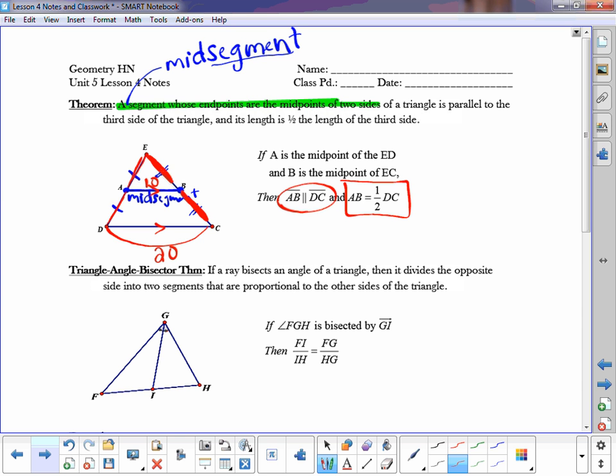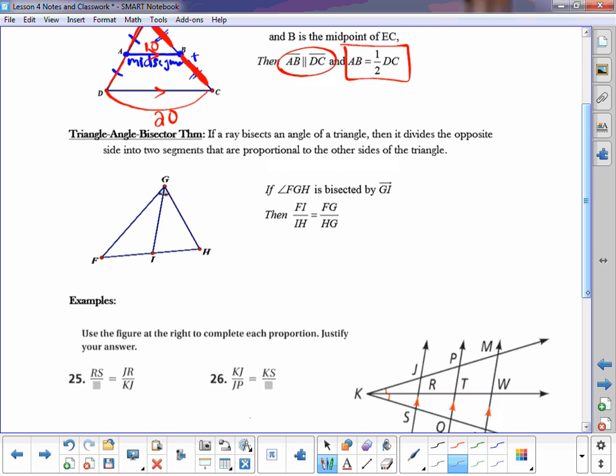Okay, so now the triangle angle bisector theorem. This one is kind of its own category, because notice with this one, I don't have any sets of parallel lines. Previously, we've been dealing with parallel lines, right? So here, the triangle angle bisector theorem says, if a ray bisects the angle of a triangle, so if we have an angle bisector within a triangle, then it divides the opposite side into two segments that are proportional to the other sides of the triangle. So you've got to be careful with your setup here.